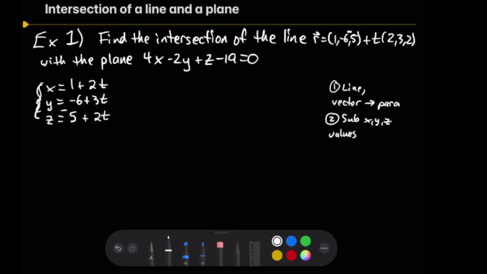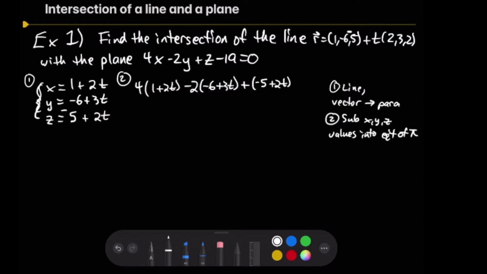Values into the equation of our plane. So let's do that now. So step 1, step 2, so 4. Instead of x, I know that x is equal to 1 plus 2t, minus 2. Instead of y, I know that y is equal to negative 6 plus 3t, plus z. Instead of z, I know z is equal to negative 5 plus 2t, minus 19 equals 0.